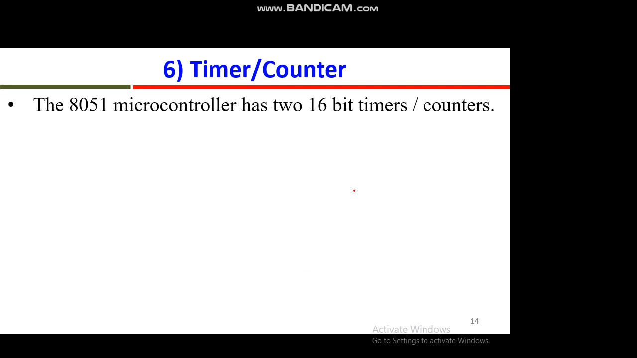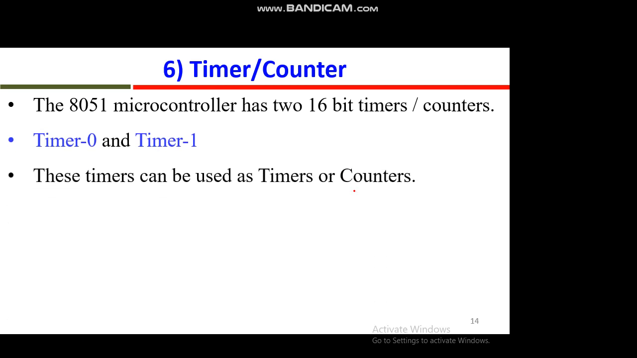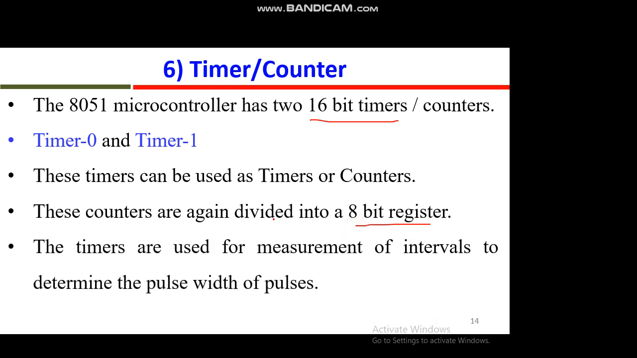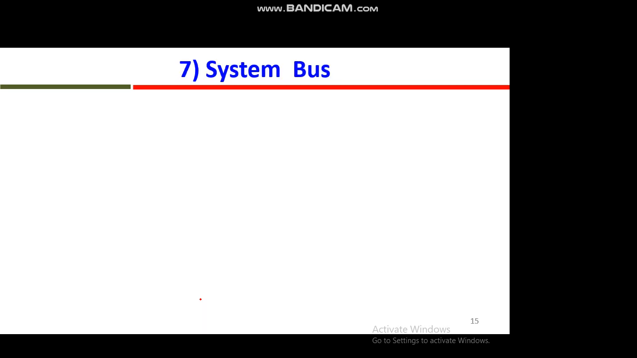The sixth block is the timer, or you can say counter. The 8051 microcontroller has two 16-bit timers also used as 16-bit counters, that is timer 0 and timer 1. These can be used as timers or counters, as I told. Now, this timer or counter is 16-bit, but we can split it into 8-bit registers. The timers are used for measurement of intervals to determine the pulse width of pulses.